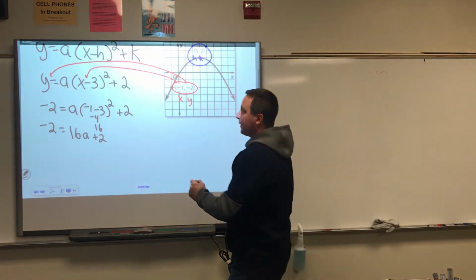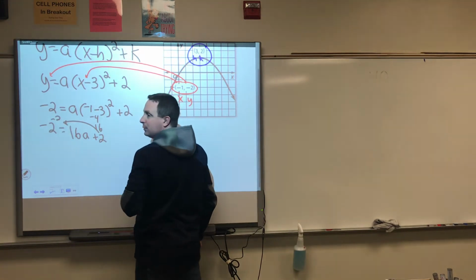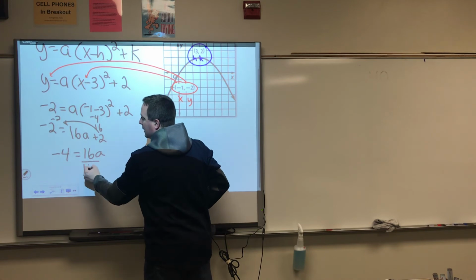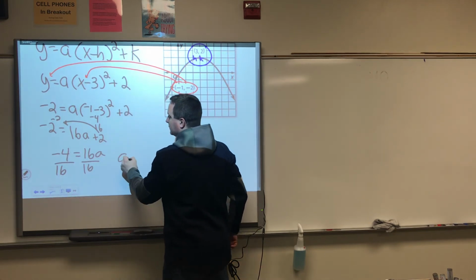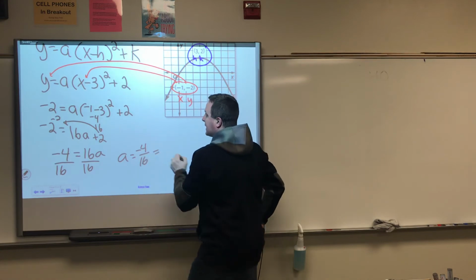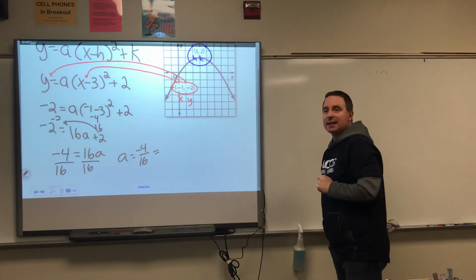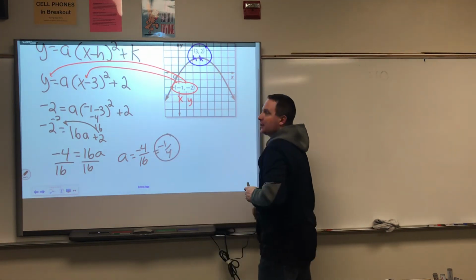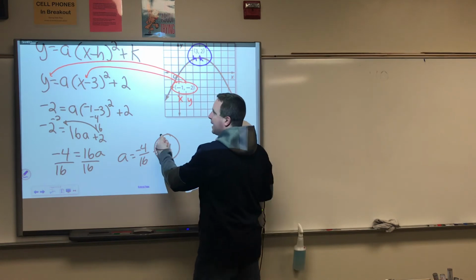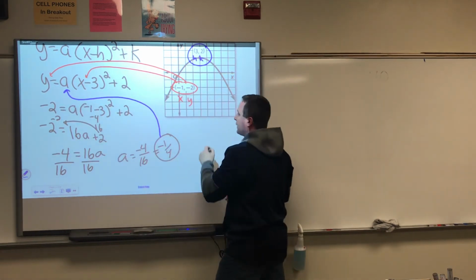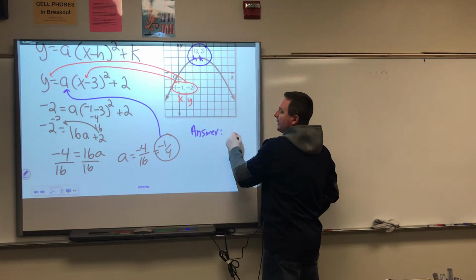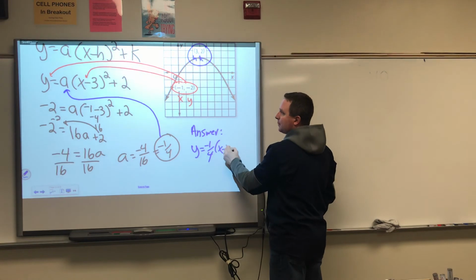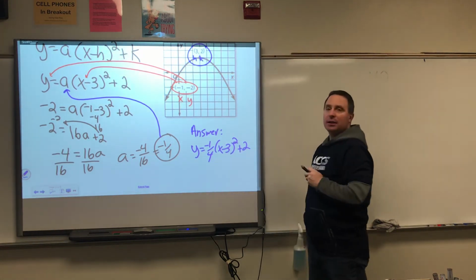Let's keep solving for a. If I move my 2 over by subtracting 2, -2 minus 2 is -4 equals 16a. And then I divide by 16, and I get -4/16. Well, what can we do with -4/16? We can reduce it, and that would reduce down to -1/4. And there's the a that I'm looking for. And what do I do with that a? I put it in my equation right there. And my grand finale answer is going to look something like this: y equals -1/4 (x minus 3) squared plus 2.